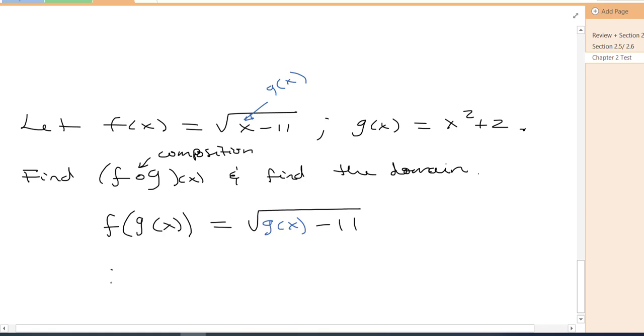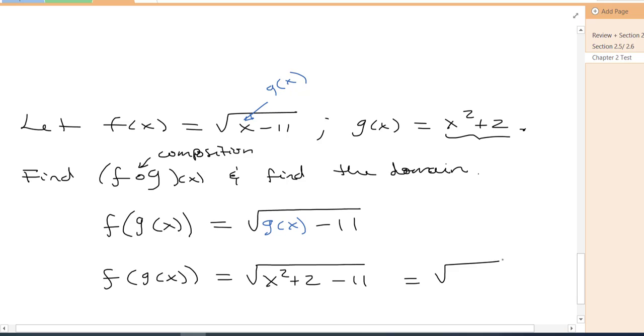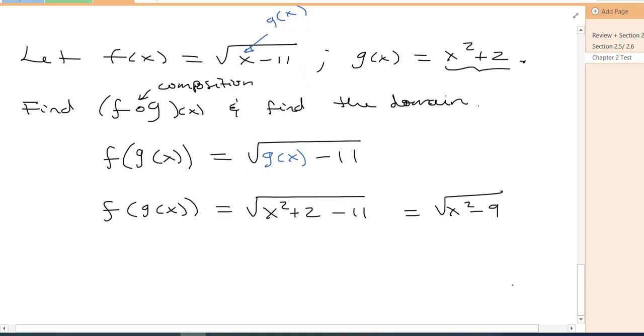And so now I have f of g of x equals, and now putting in what g of x is. g of x is x squared plus 2. So this looks like the square root of x squared plus 2 minus 11, which is really the square root of x squared minus 9. Plus 2 minus 11 gives us minus 9. So that is our composition of functions.